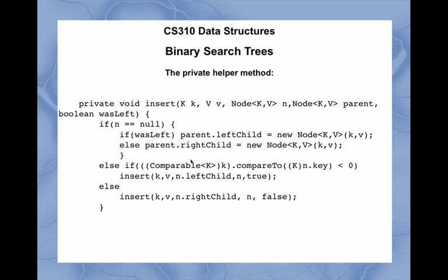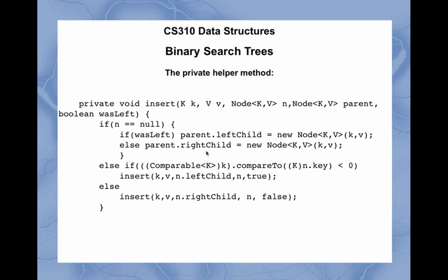This is the private helper method. We've passed in the key and the value. This node, of course, is the current one. This is the parent node, and then the Boolean, did we go left or not? So we check to see whether the current node is null. If it is, we found our insertion point. If we went left, then parent.left gets the new node. Otherwise, parent.right gets the new node.